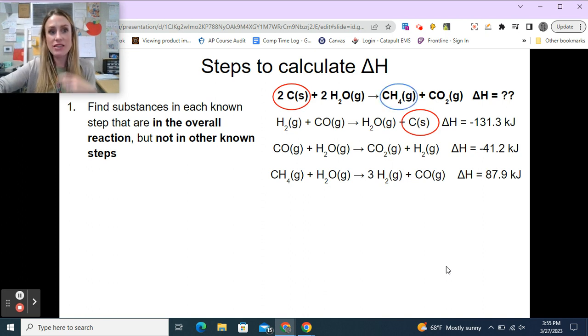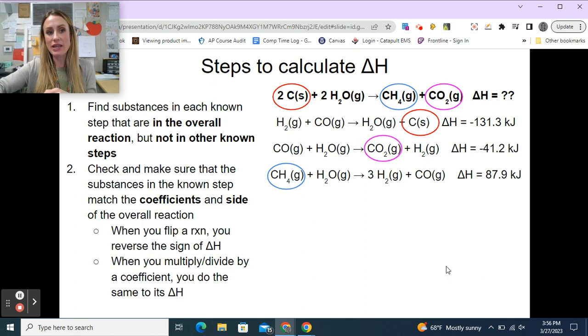Another one that is in the overall reaction and in one of the steps, but not all of them, is this methane, CH4, right here. I can see that in my overall reaction, it's in the products. And then in that third chemical reaction, it is in the reactants. So I'm going to need to manipulate that one so that those match in location. And then last but not least, I have this carbon dioxide here in the products in my overall reaction. And I can see that it's also in the products in the second chemical reaction.